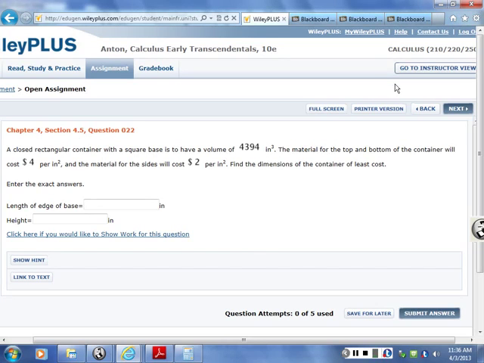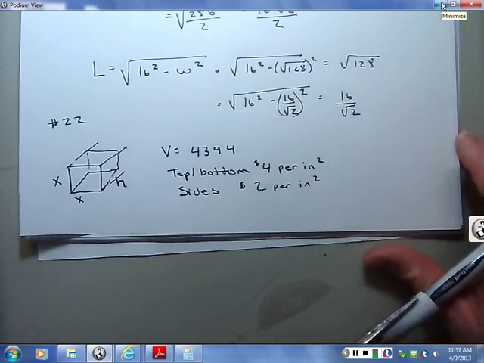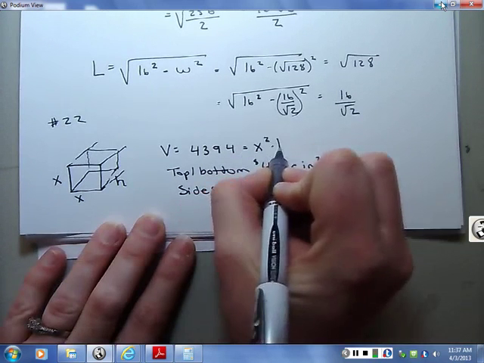It costs me for the top and bottom $4 per square inch, and the sides are $2 per square inch. So this is what I know. Hopefully my container can hold something. It told me that the base was square. So I know that's x times x. So the volume of this container is the base times h. So then I know this is going to be x squared times h.